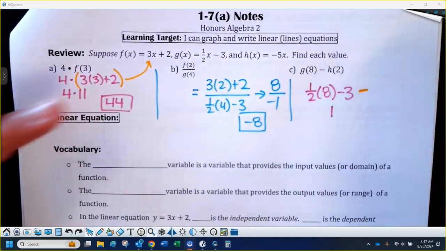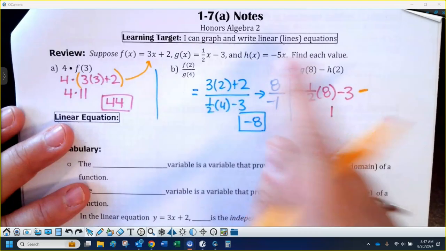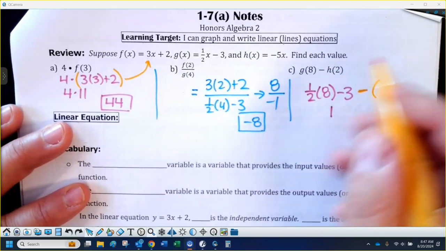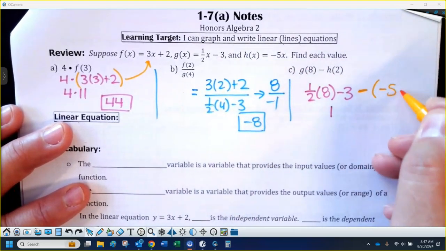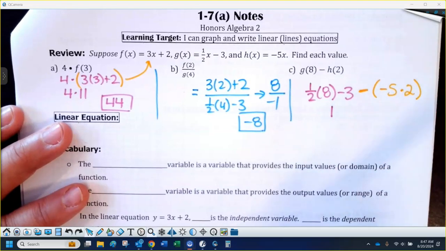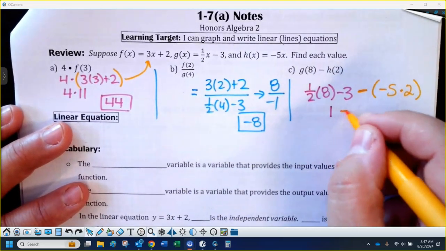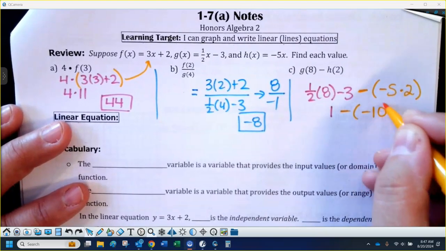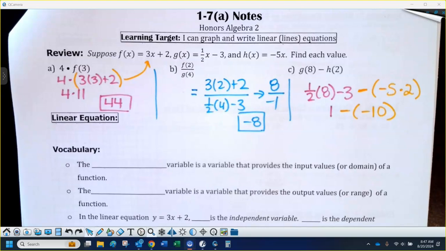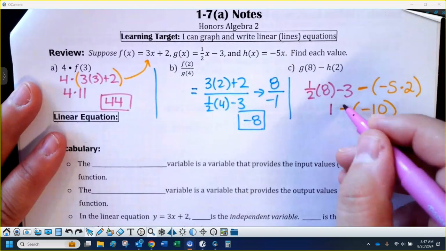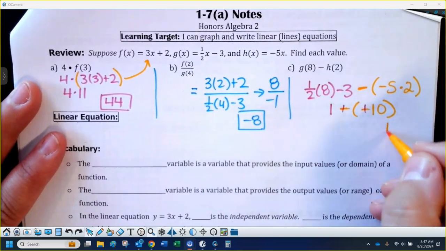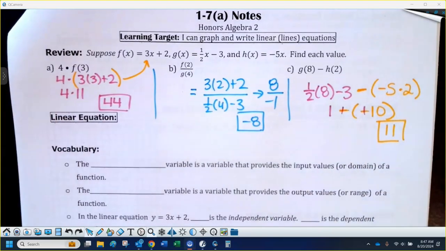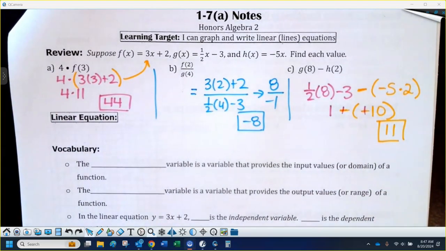Now, I'm subtracting h of 2. So this is very tricky. The h function is -5 times x. So when I do this, I'm subtracting in between here, but I'm going to get -5 times 2 is -10. So what you should actually end up with is a minus a negative. So what does that turn into? Positive. So this really, minus a negative, turns into a plus. So the answer for that last one would be 11. Is anybody having a question?